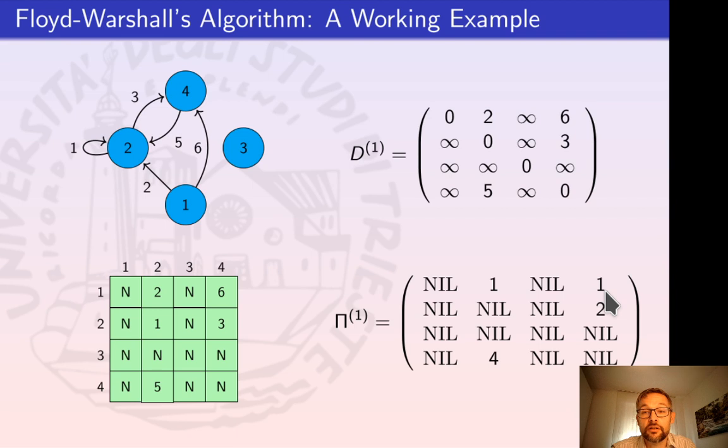Now if we allow node number 2 as internal node as well, we end up comparing this path with the path passing through 2. This is done by trying to move from 1 to 2, and this is the case, and then from 2 to 4, and this is the case. So we are summing up these two values, we're getting 5, and we check whether the new path is smaller than the previous one, and this is the case.